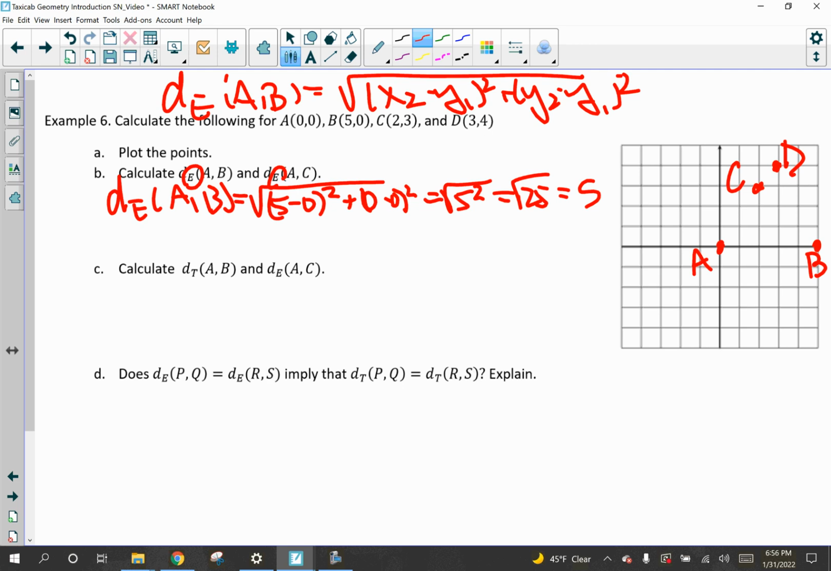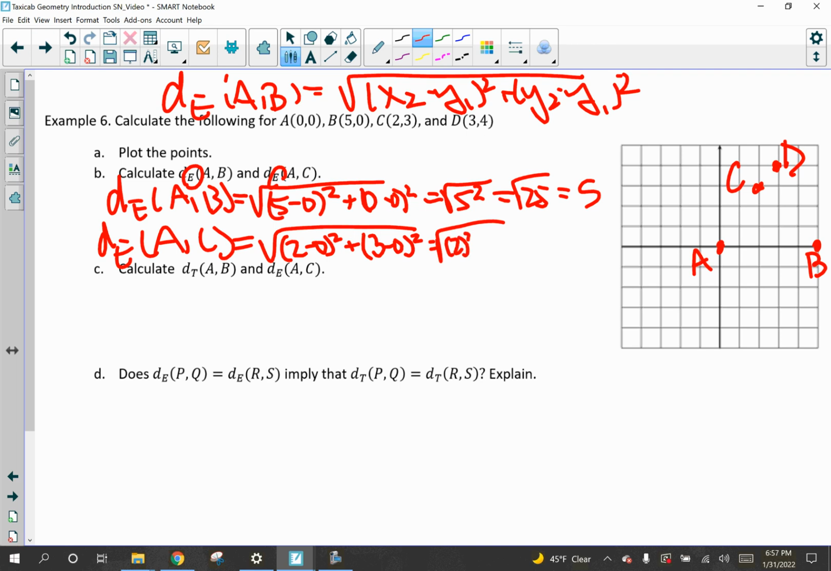So let's find the Euclidean distance here of AC. Then we'll have 2 minus 0 squared plus 3 minus 0 squared. 2 minus 0 is 2 squared, plus 3 minus 0 is 3 squared, which gives us 2 squared is 4, 3 squared is 9, so the square root of 13.